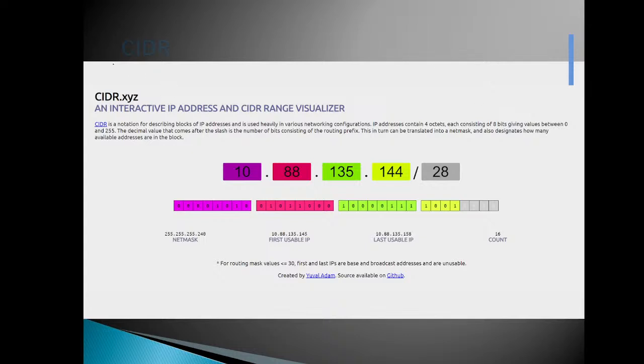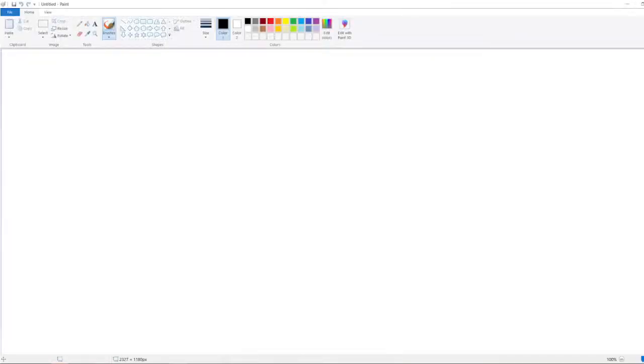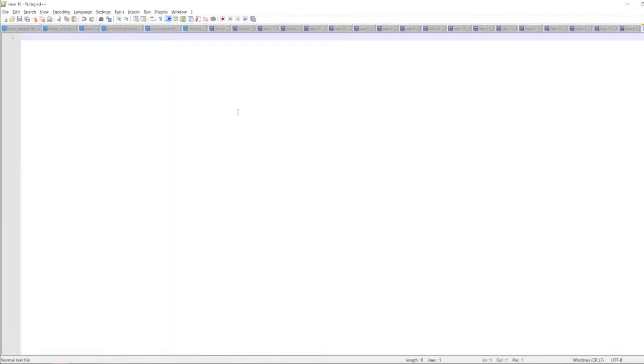Now, what is a CIDR range? Does anybody have any idea what a CIDR range is? How many of you have worked on networks? I think very few people have worked. In your college time, did anybody work on IPs? No. So let's take an example.